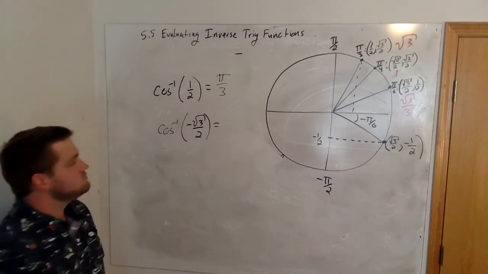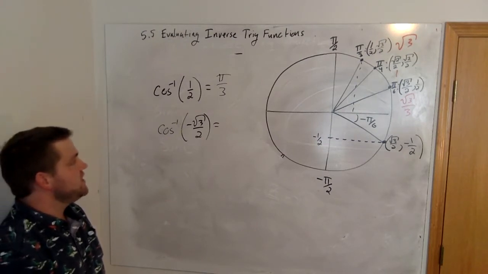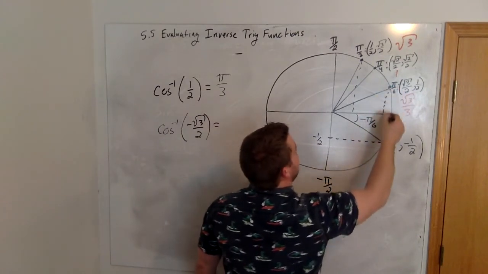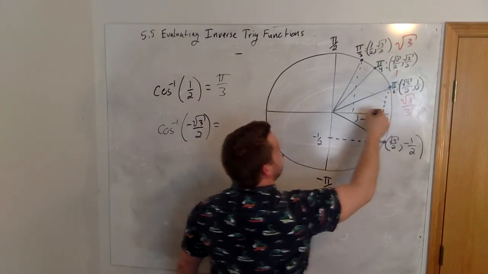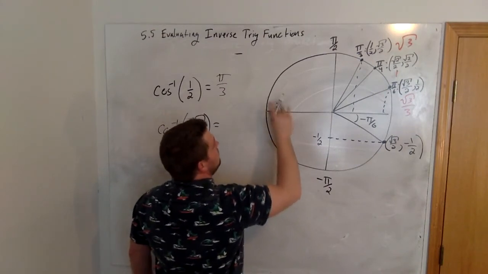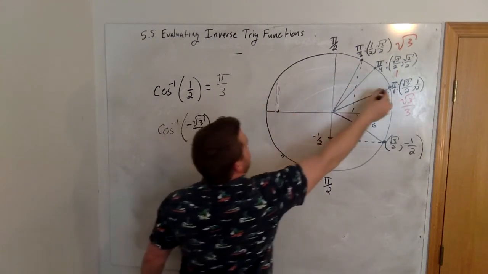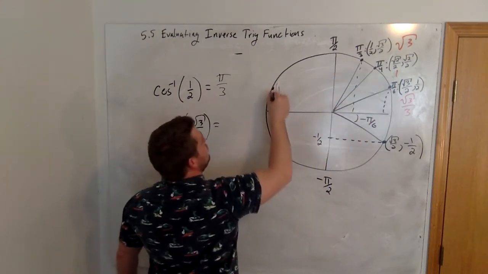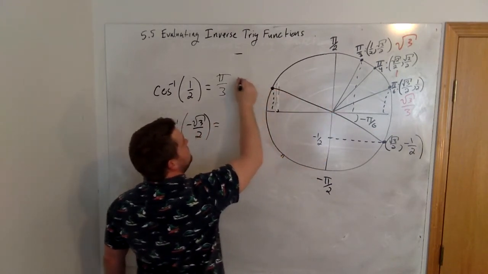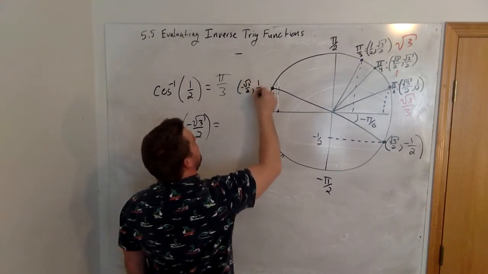Okay, how about we try cosine inverse of negative root 3 over 2. So I want an x-coordinate of negative root 3 over 2. Well, here we have an x-coordinate of positive root 3 over 2. If I want the negative coordinate, I want it right here. At this spot right here. So the coordinates here are negative root 3 over 2 and 1/2.